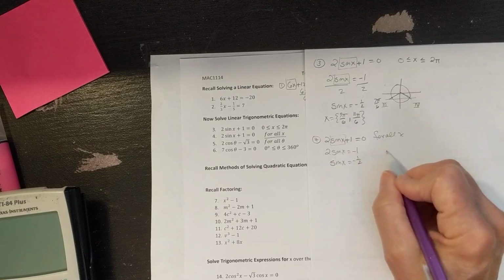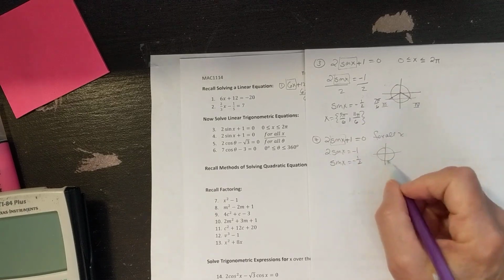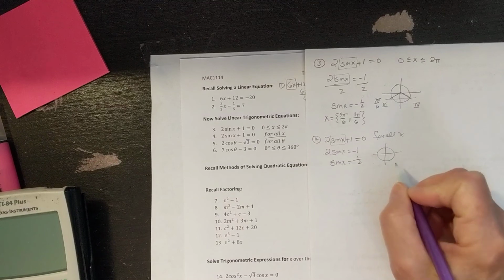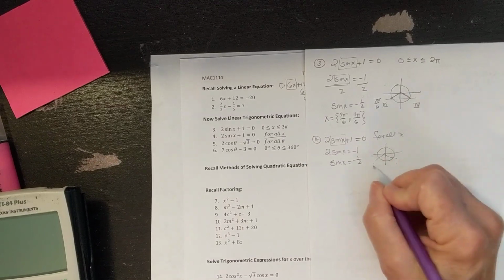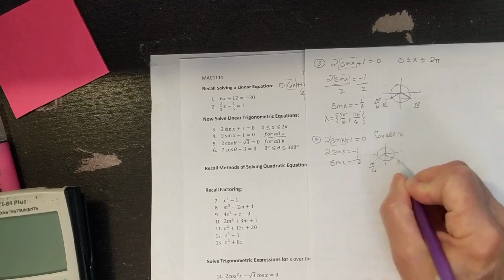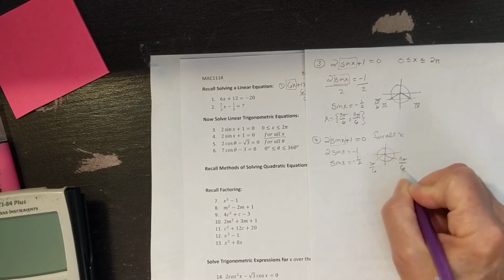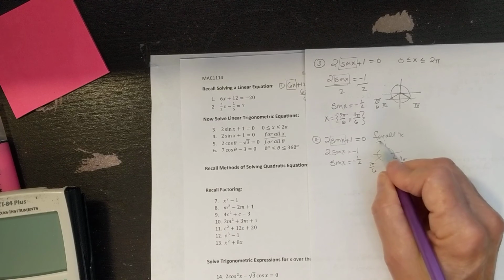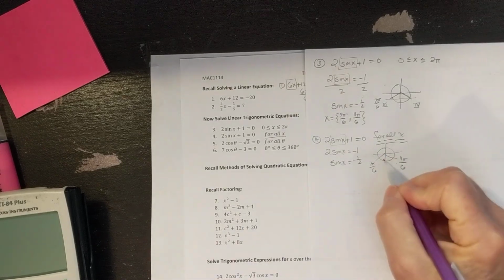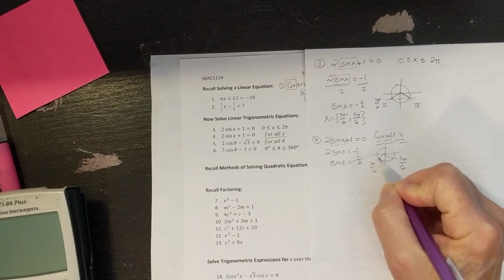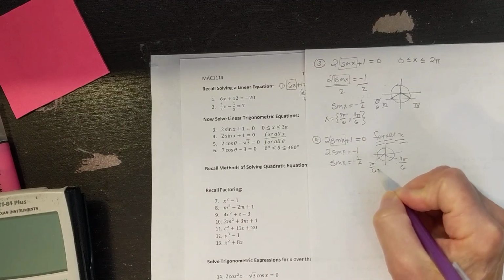We're still going to ask ourselves, where is the sine negative? In quadrant 3 and quadrant 4. What angles give us this? We're going to find the same angles, 7 pi over 6 and 11 pi over 6. But it said for all x. How can we write that? Because every angle that's coterminal to this will have that same sine value.